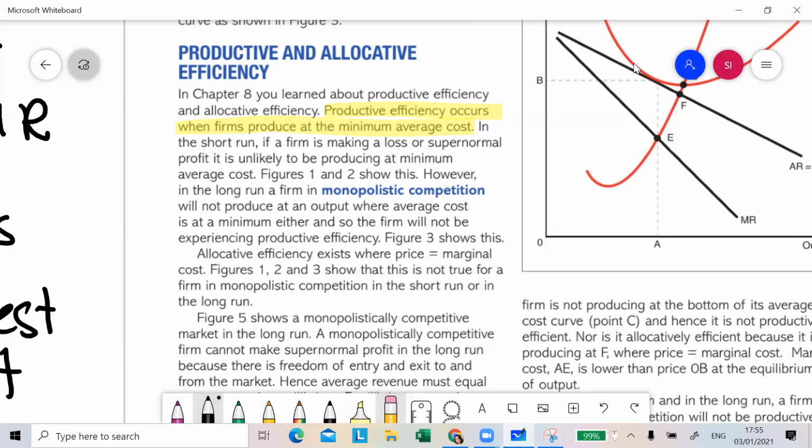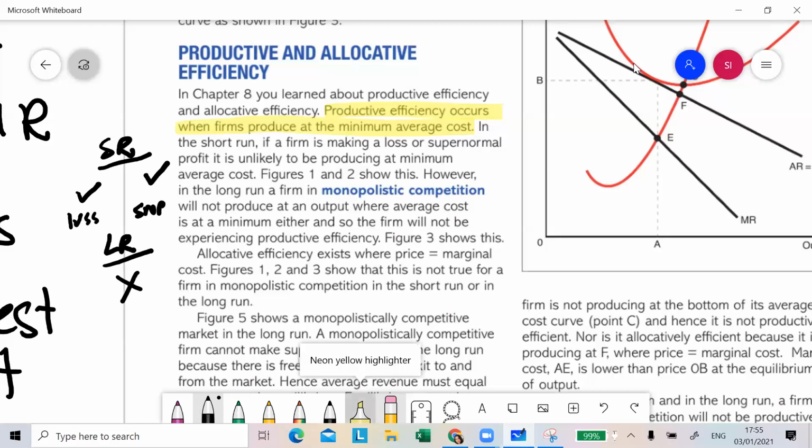So let's break down short run and long run. In the short run, yes, they are able to have productive efficiency when they make a loss or when they make a supernormal profit. But in the long run, it is impossible for a firm to achieve productive efficiency. So this is the conclusion on productive efficiency.